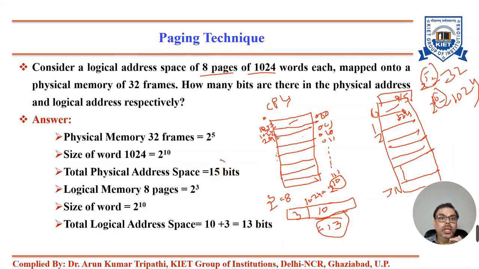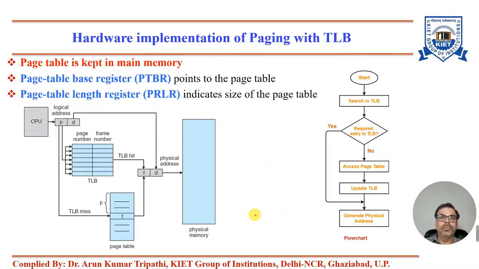So here, to represent the physical address we require 15 bits, and to represent the logical address we require 13 bits. I hope it is clear to you. Now, how to implement this? The hardware level implementation can be done with the help of the TLB, translation look-aside buffer.